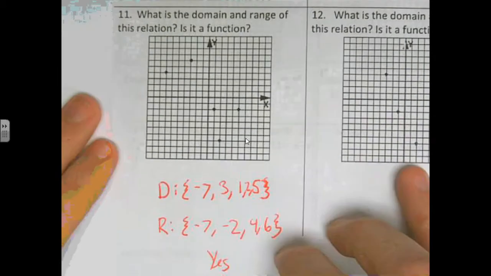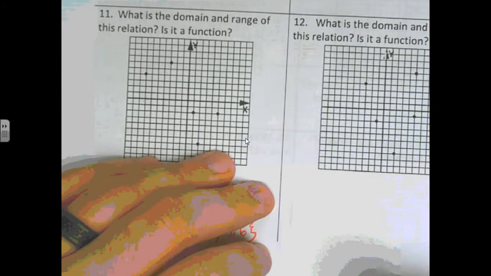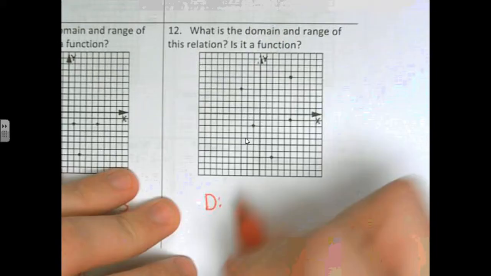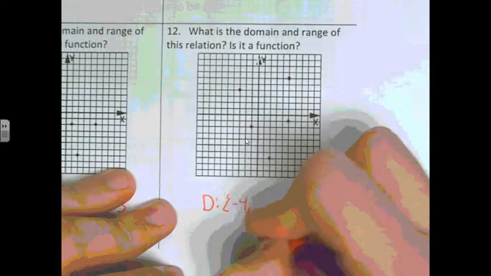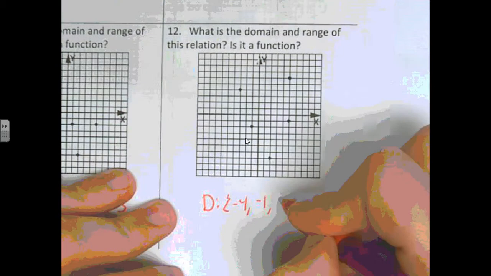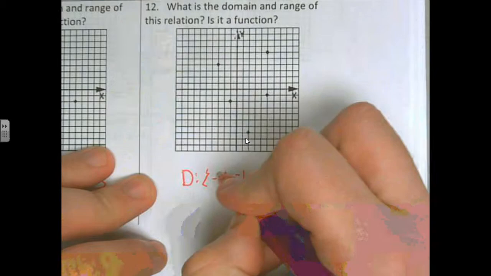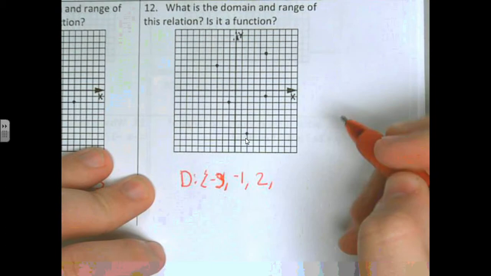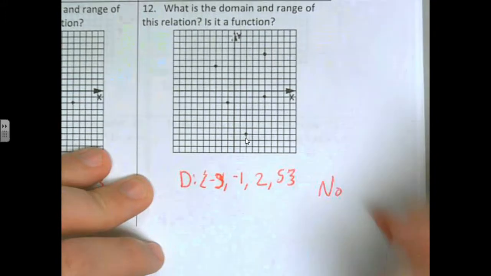Number 12. Do y'all need me to do this one as well? Bro, it's good to verify if y'all didn't know. Fine, let's verify, but we'll go quick. Domain starts off at -4, -1, -3, -2. Okay, -3, -1, -1, 2, 5. Oh, x's repeat. Not a function because the x's are repeating.